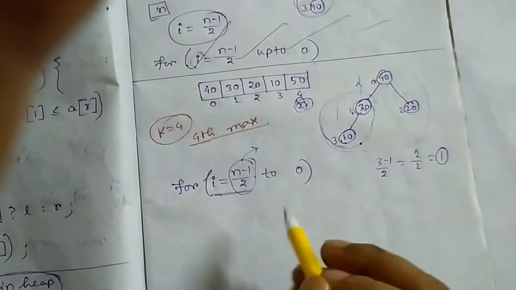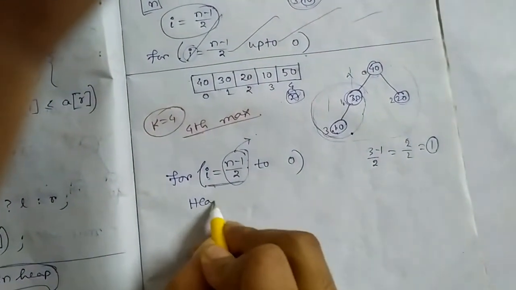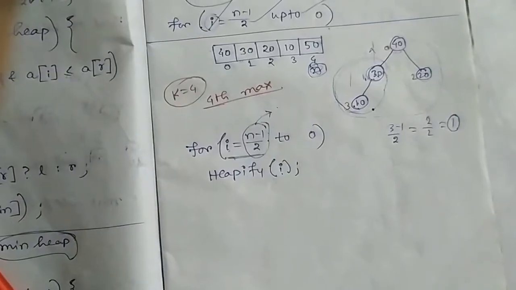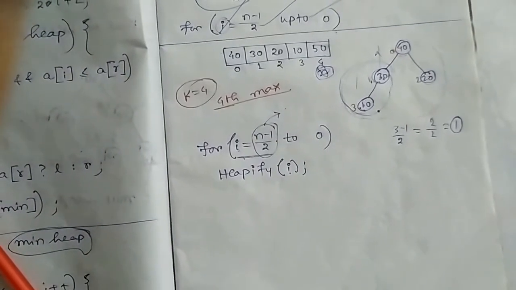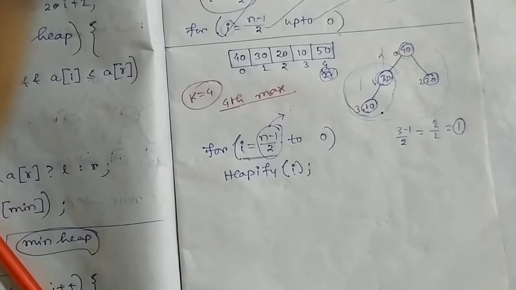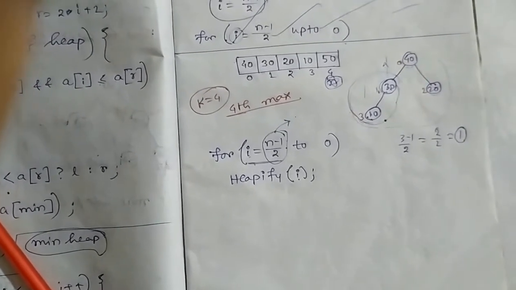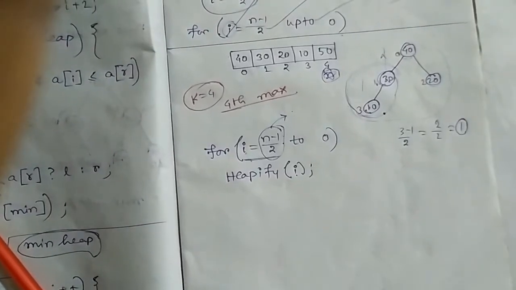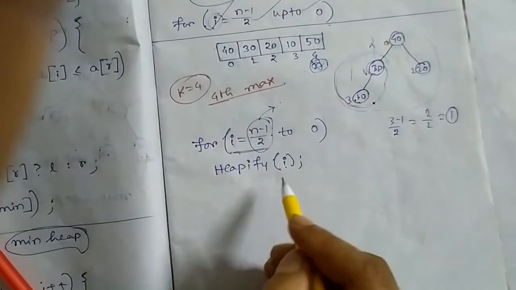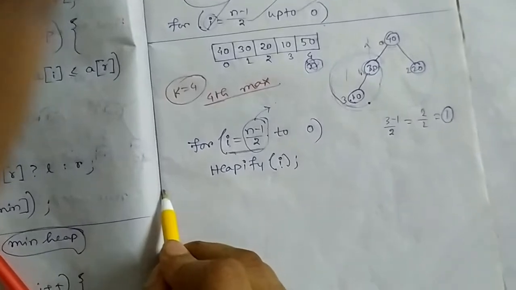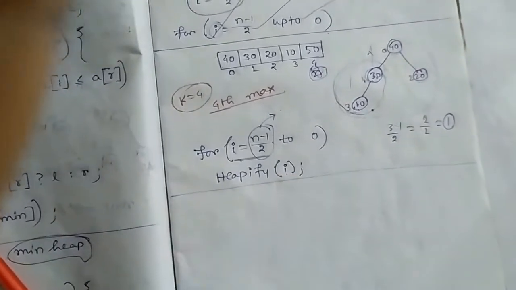So for every i I have to call a heapify method. Heapify will ensure that, by making the ith index the root index, I am getting a min heap. Now we will see how we can implement the heapify function.